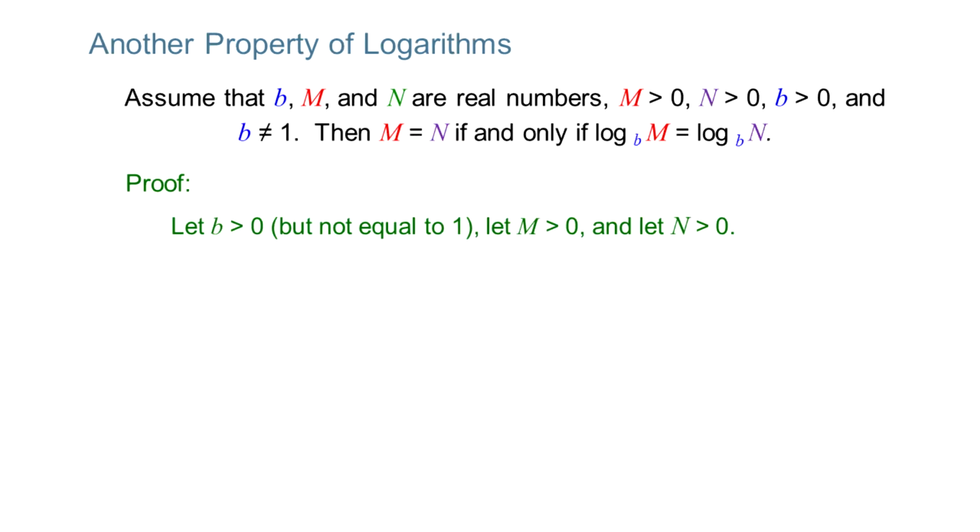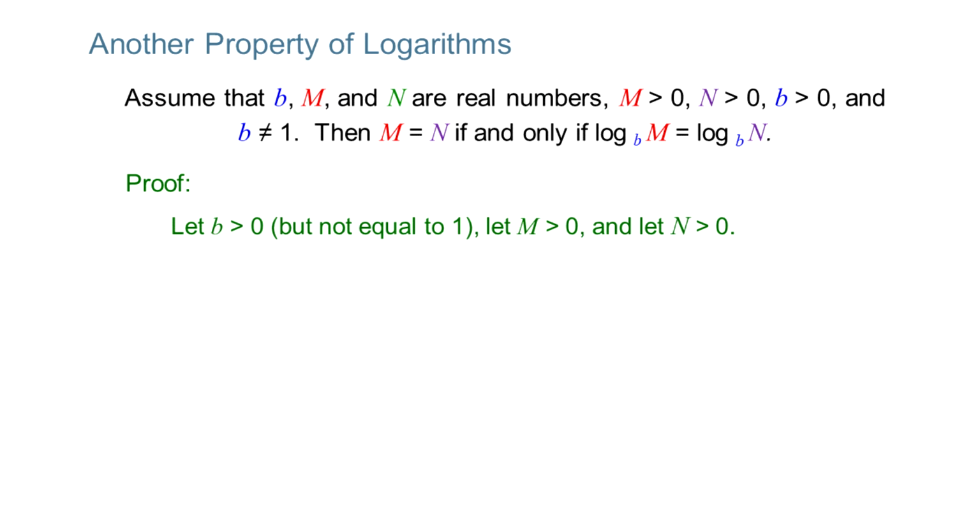Let's look at another rule. If b, m, and n are positive real numbers, and if b is not equal to 1, then I can say that m equals n if and only if log base b of m equals log base b of n. This means that if I start out knowing that m equals n, then I can put a log base b in front of both sides. And if I have an equation that says that a log base b of something is equal to log base b of something else, I can say that my two somethings must be equal to each other.